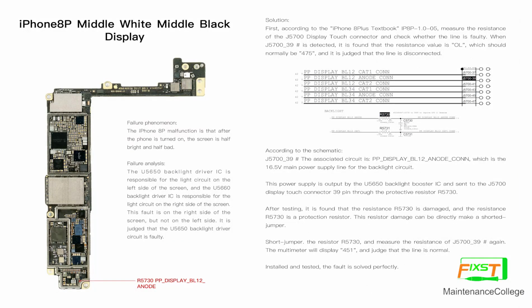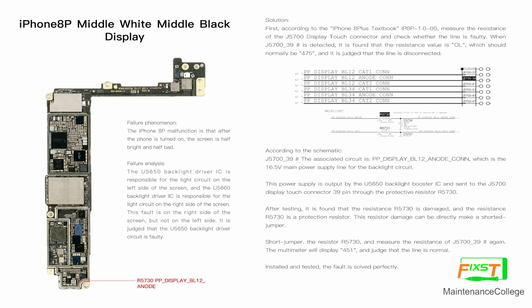This is the iPhone 8 Plus with the middle white, middle black display. In repair, maybe you will meet a lot of cases like this. The LCD display is white in the middle and black at the sides, like this. We know that the U5615 backlight driver IC is responsible for the light circuit on the left side of the LCD, and the U5660 backlight driver IC is responsible for the current on the right side of the LCD. This is the fault on the right side.